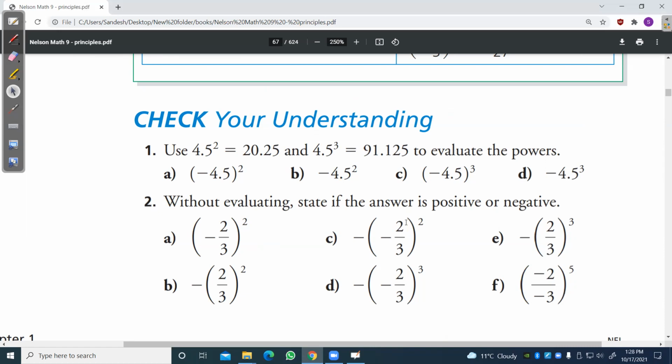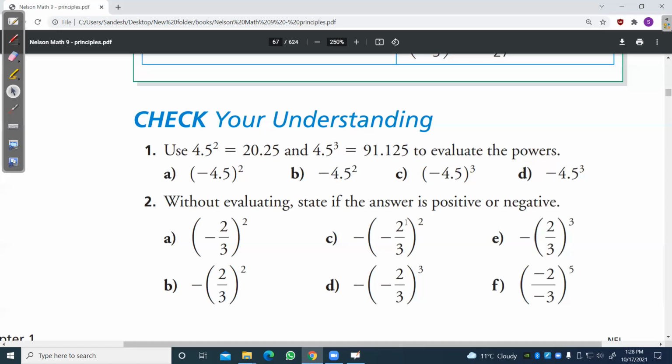Negative 20.25. Yeah. And then C is also negative. Yep. What about D? Positive. Nope.